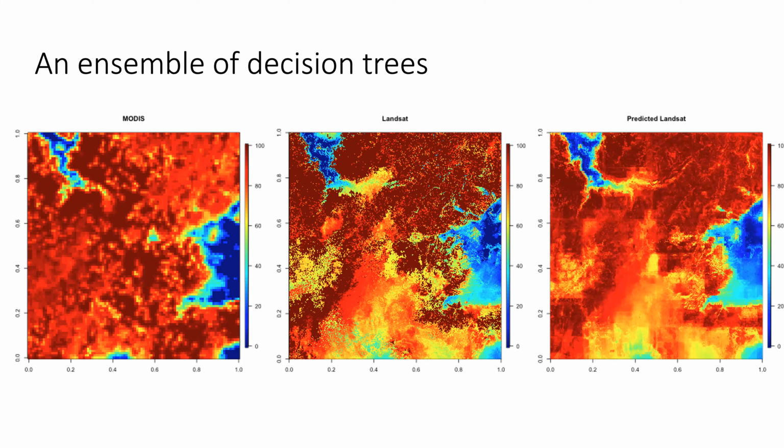This is an example for an ensemble of decision trees. As in the last slide, on the left, we have MODIS data at 500 meter scale, and in the center, Landsat data at 30 meters. On the right side, you can see that the ensemble does much better than a single decision tree. Some of the high resolution is visible in various regions. It's a step in the right direction. The splits on predictor variables are driven by whichever predictor variable is the best predictor.